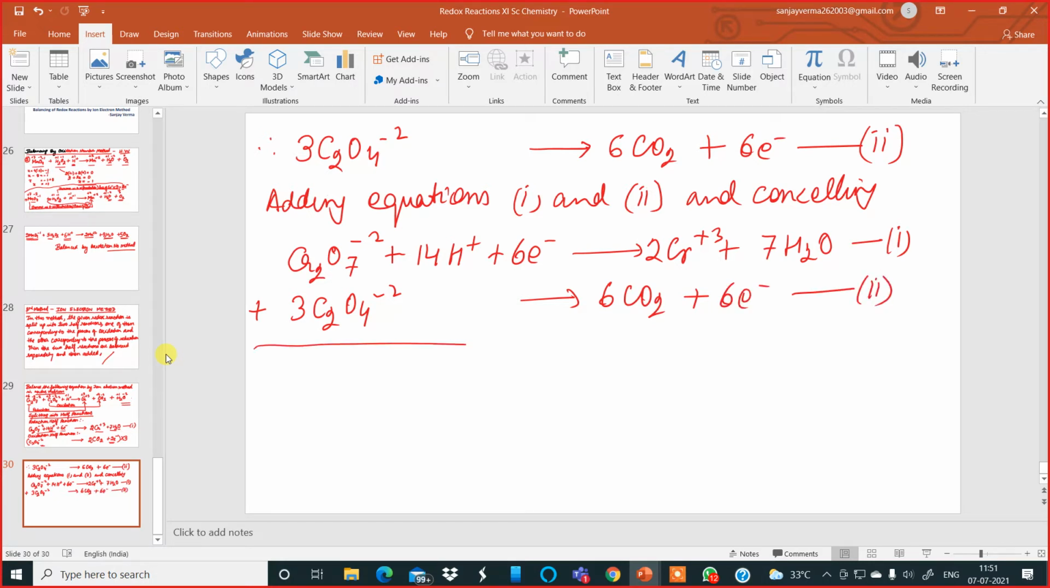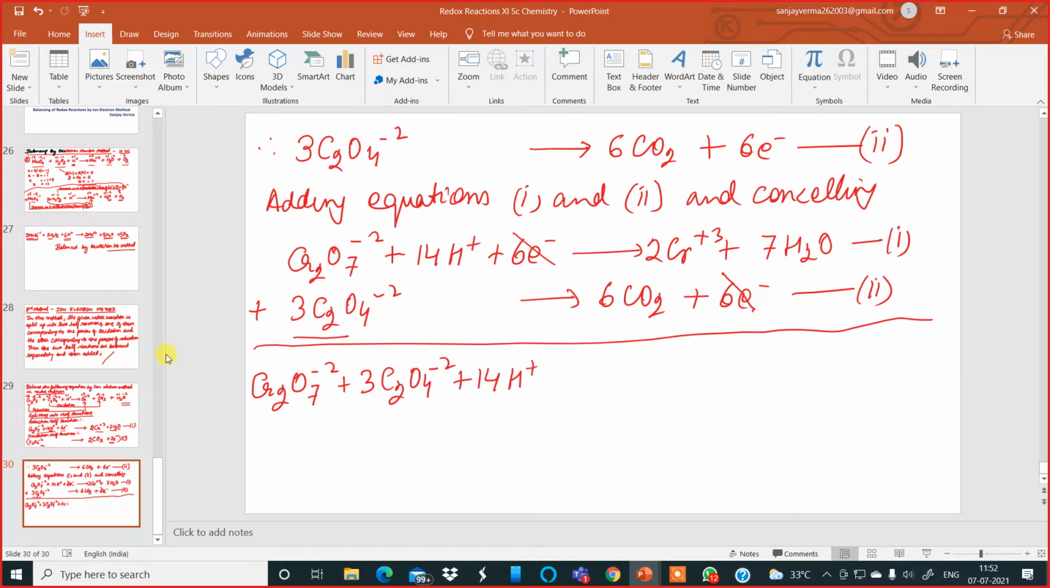And now I'll draw a line over here and add them up and cancel the required things. You can cancel the electrons. Okay, anything else to be cancelled? Nothing, I think. Okay, so now I'll just write them down finally. So we have now finally Cr2O7 minus 2, plus 3C2O4 minus 2 plus 14H plus, and put an arrow, and then I'll write down chromium, 2Cr plus 3 plus, 6CO2 plus 7H2O.